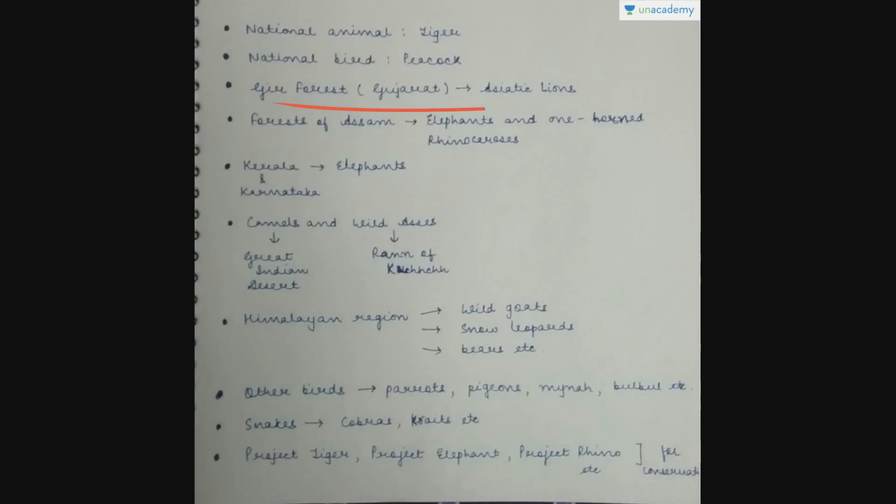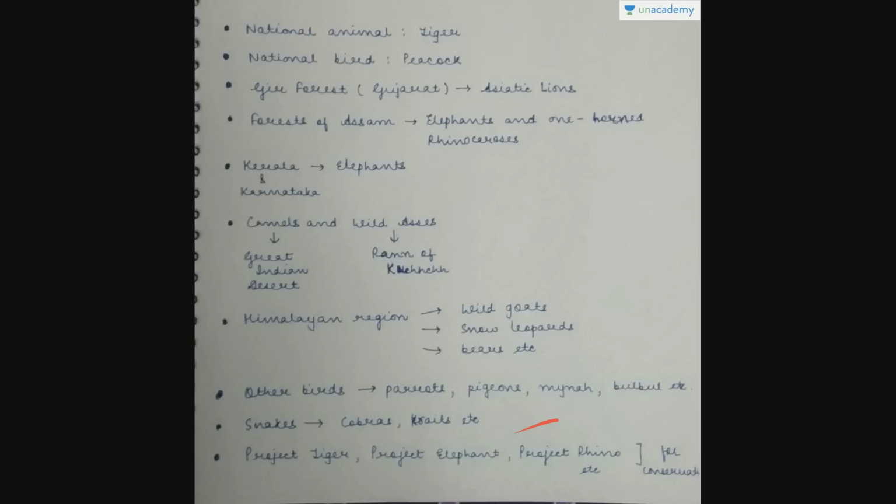Then the Asiatic lions are found in the Gir forests of Gujarat. In the forests of Assam, what species of animals are found? Elephants and the one-horned rhinoceros. Then in Kerala and Karnataka also elephants are found. Then the camels are found in the Great Indian Desert, and the wild asses are found in the Rann of Kutch area. And in the Himalayan region, what kind of animal species are found? Wild goats, snow leopards, bears, etc. Then some other birds like parrots, pigeons, myna, bulbul. Then among snakes, we have cobras and kraits, etc.